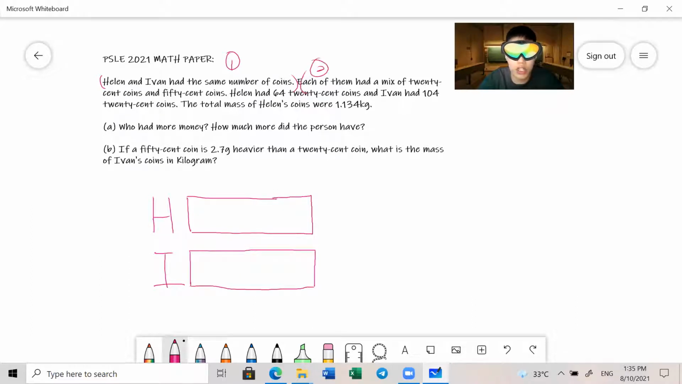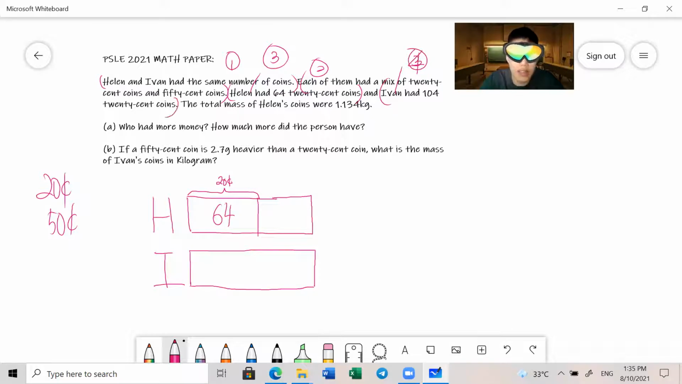Sentence number 2. Each of them had a mix of 20-cent coins and 50-cent coins. So 20 cents over here, 50 cents over here. Nothing much to write. Can you include that in your model bar? Not yet. Later on you will see. Sentence number 3. Helen had 64 20-cent coins. So 64 is over here. Whatever that is over here is 20 cents.